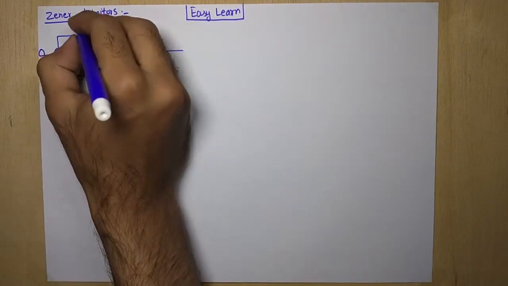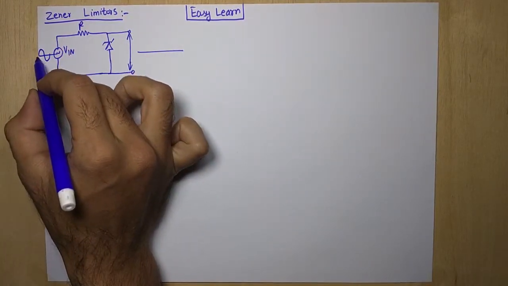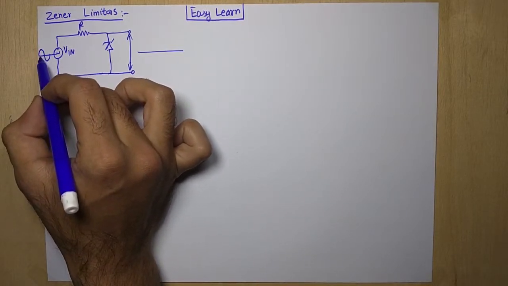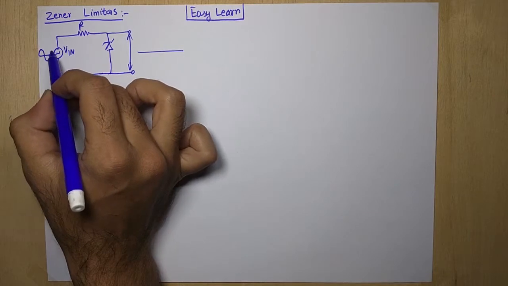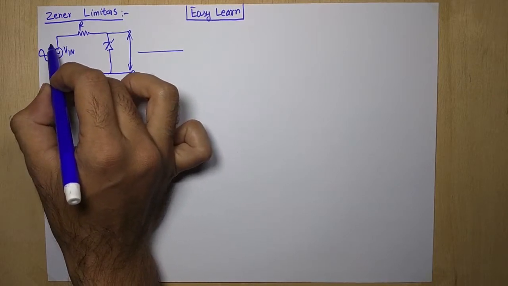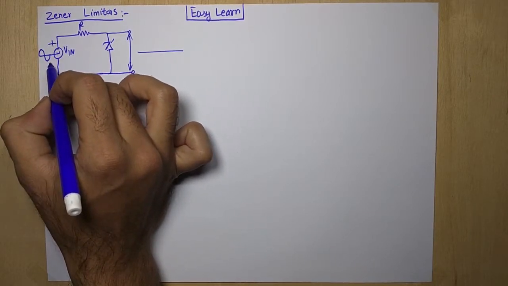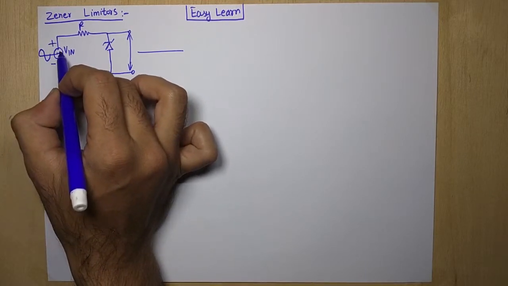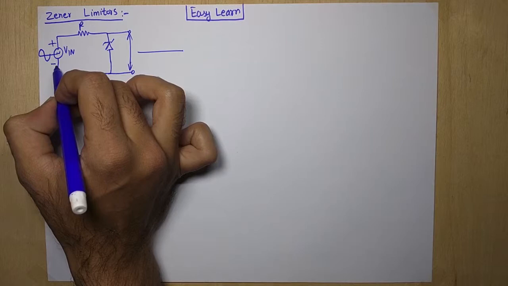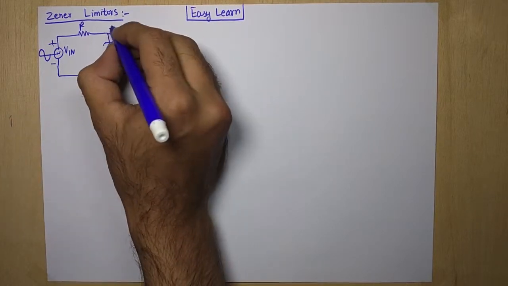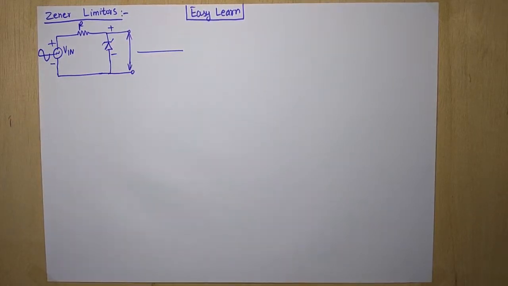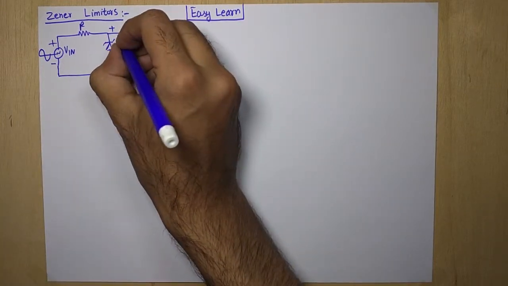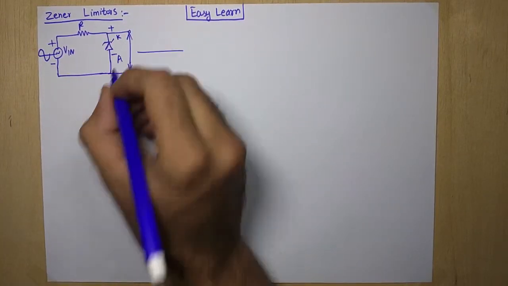For example, this is a limiting resistance and diode. In the first half cycle, the first positive peak, let's say the polarities are like this: the positive is on the upper side and the negative is on the lower side. The positive is at the cathode and the negative is at the anode.